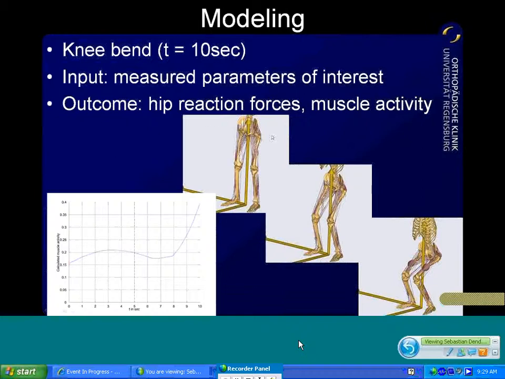In this picture, you can actually see an event of one patient at 0 seconds. Here you can see the event at 5 seconds, and here we see an event at 10 seconds. The muscle activity over time is displayed in this diagram on the lower left side.